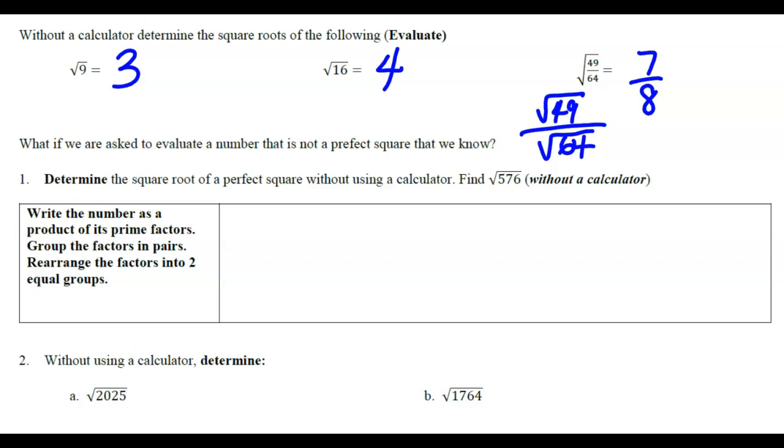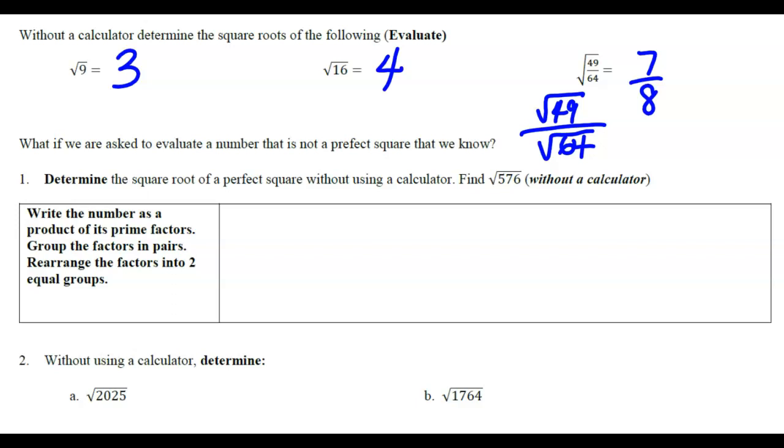Thank you. Okay, so what if we are asked to evaluate a number that is not a perfect square that we remember, right? So maybe you know all the perfect squares up to 100, but nothing past that. You should have those memorized. But bigger numbers, 576, maybe you know it, but maybe you don't. So let's go through the process of what you would do if you didn't have a calculator. We're going to keep our calculators away for now. And we give you a hint on the left here.